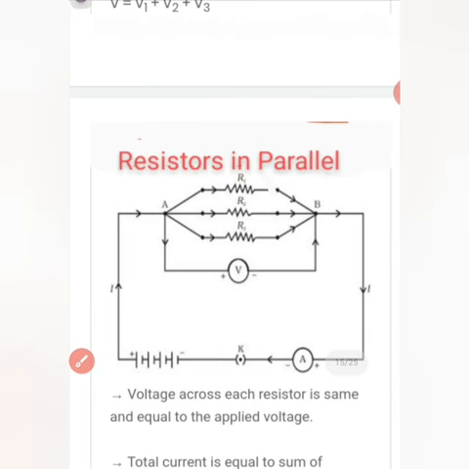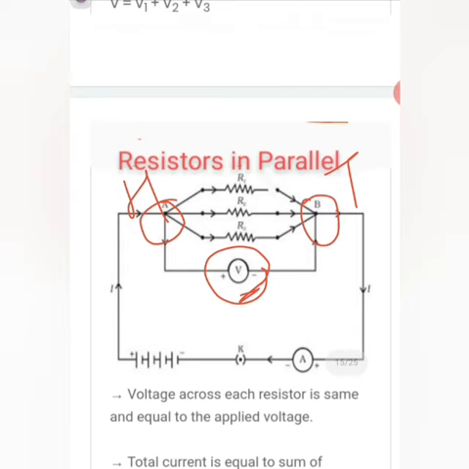Next is parallel. In parallel, the head of one is connected to the head of the other, and the tail of one is connected to the tail of the next. Here heads have been connected, here tails have been connected, and a voltmeter again is in parallel combination while an ammeter is in series. So you have to remember that an ammeter is always connected in series while a voltmeter is connected in parallel, while a galvanometer, when connected in series, will measure current, and when connected in parallel, will measure voltage.